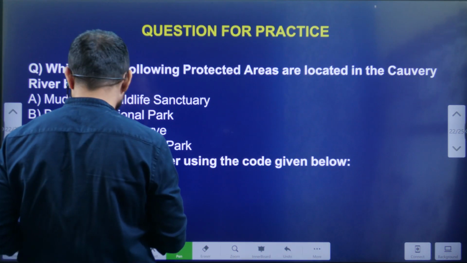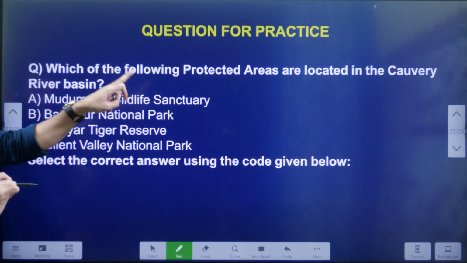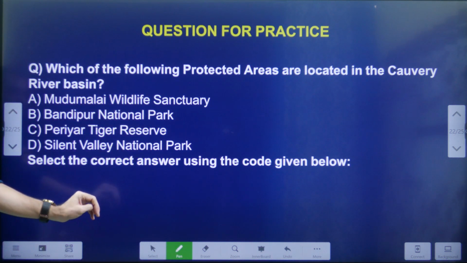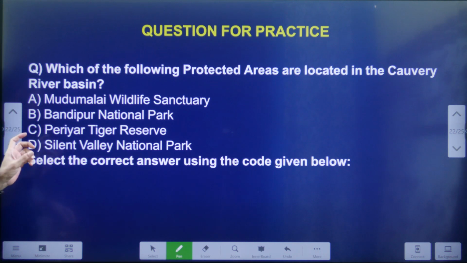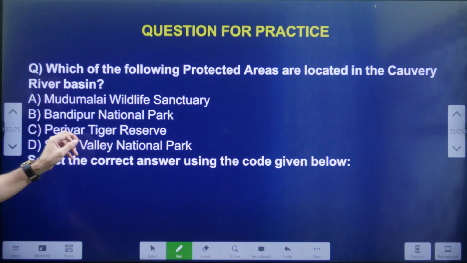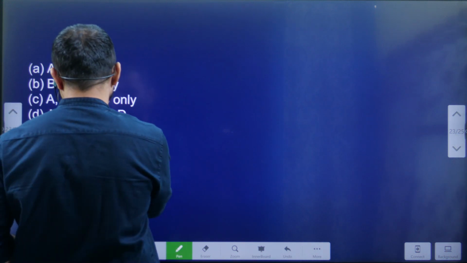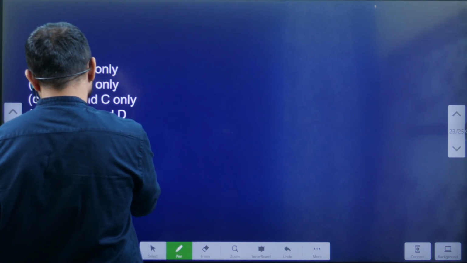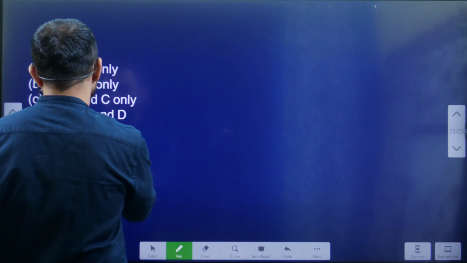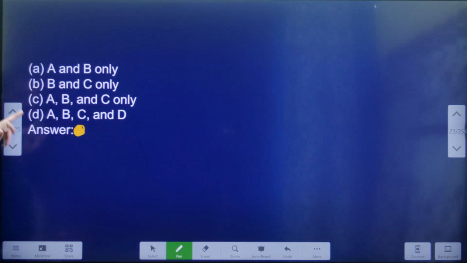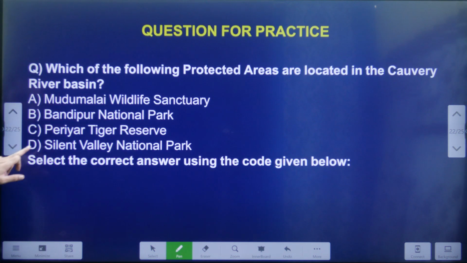Then let us see today's question. Which of the following protected areas are located in the Cauvery river basin? Tell me, students: Mudumalai Wildlife Sanctuary, Bandipur National Park, Periyar Tiger Reserve, Silent Valley National Park. Now let us see the codes. Tell me, A, B, C, D, which code is the right one?